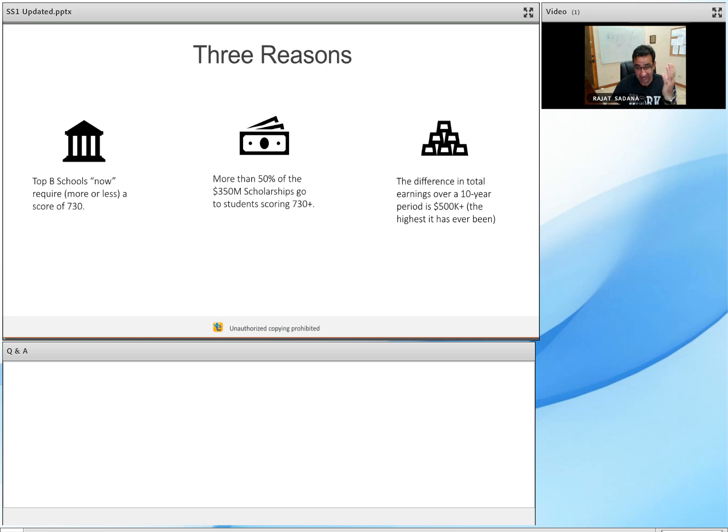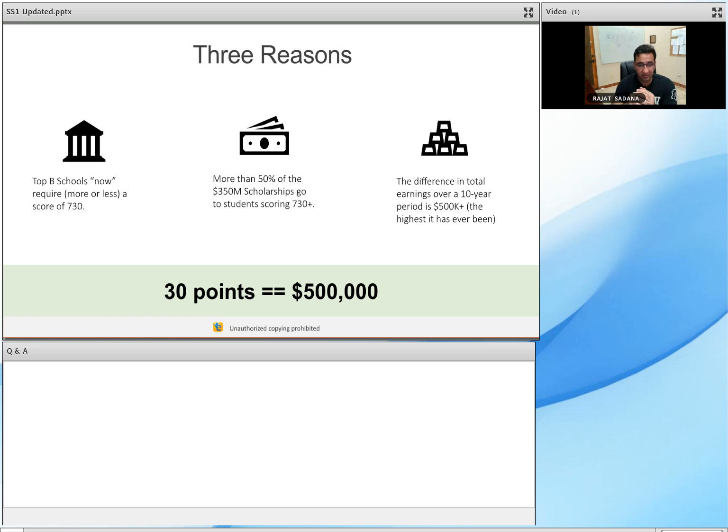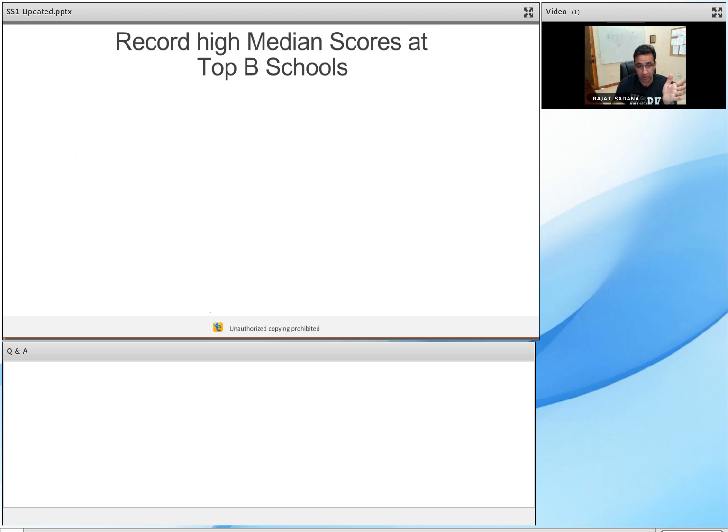But again, scoring high on the GMAT is difficult, and you're going to need those strands of motivation to continue to work, especially if you're studying while working full time. These are the three reasons you should aim for that 730 score. Essentially, if you're aiming for that 700, get to that 730 or higher. Those 30 points could be worth $500,000 or more. This is a conservative estimate.